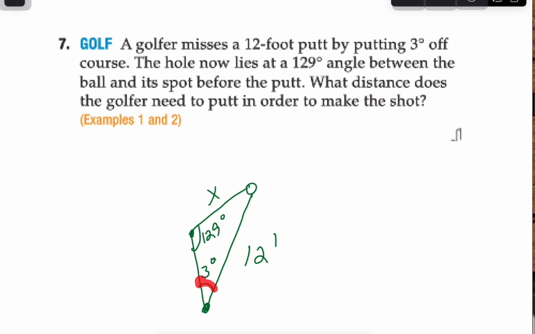He was off by 3 degrees. So it's very hard to make it the correct 3 degrees. It's very tiny, but he's off by 3 degrees. And now he is an X distance from the putt. That's what we're trying to find. How far away is he now from the putt? If the angle he created is 129 degrees between the ball and its spot before the putt. So here, okay? So that is the picture for number 7. You are trying to solve for X. You should be able to use the law of sines.